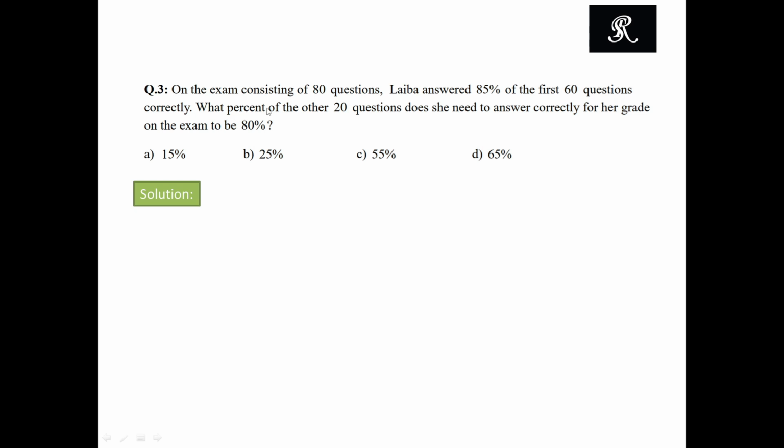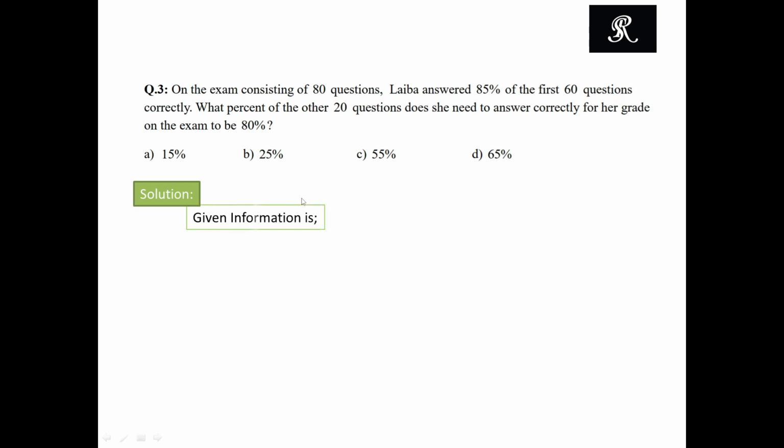On the exam consisting of 80 questions, Laiba answered 85% of her 60 questions correctly. What percent of the other 20 questions does she need to answer correctly for her grade on the exam to be 80%? Below we are given 4 options. So, with the help of the given information and using those replacements, we will try to find out the right option.